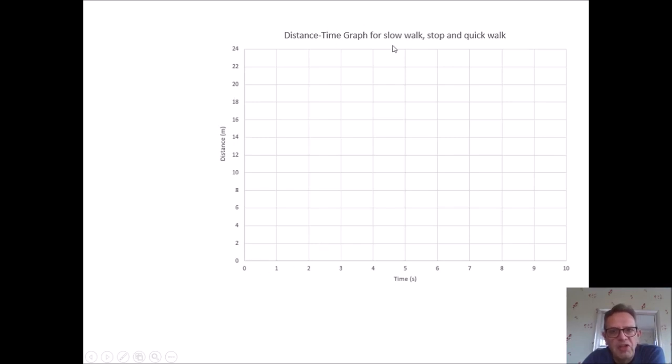We're going to do this for a girl who's walking slowly, then stops, and then walks quickly. So you might want to pause the video here for a second and think, what shape do you think this graph will have? If she's going to walk slowly, then stop, and then walk quickly.